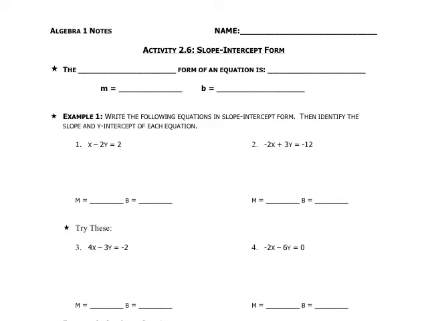Okay, so slope-intercept form. I want you to say slope-intercept form. Go ahead. Alright, so slope-intercept form. The reason I had you say it is so that it's stuck in your brain now. What is important about slope-intercept form? Just take a wild guess. Nope.